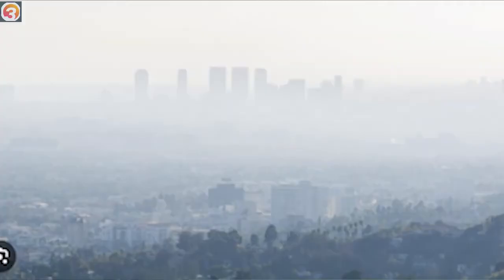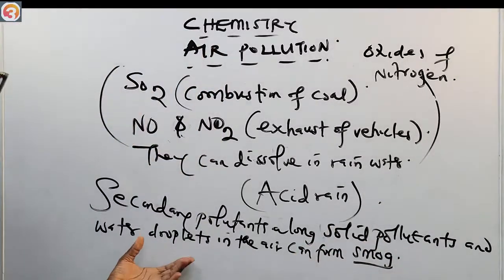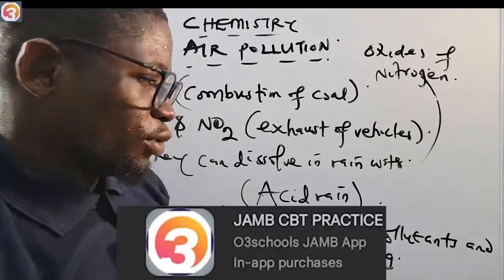Like smog, if you go to those areas where industrial processes are going, where they are burning a lot of fossil fuels like coal and oil, you see some whitish things at the top, above those factories, because of the release of different fumes. So you see like a whitish cover at the top. Those things are called smog. They form when secondary pollutants alongside solid particles and water droplets in the air come together. They form what we call smog.